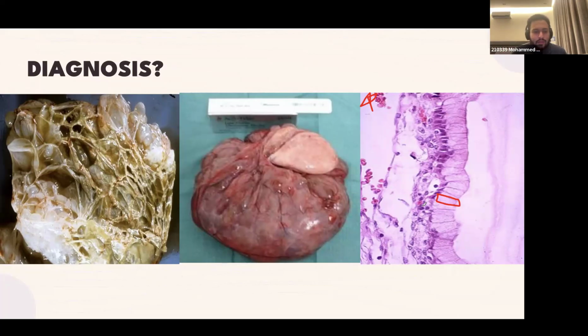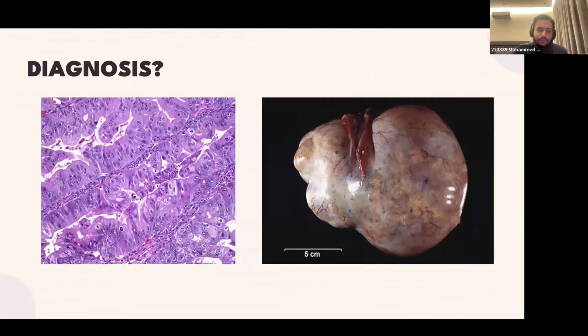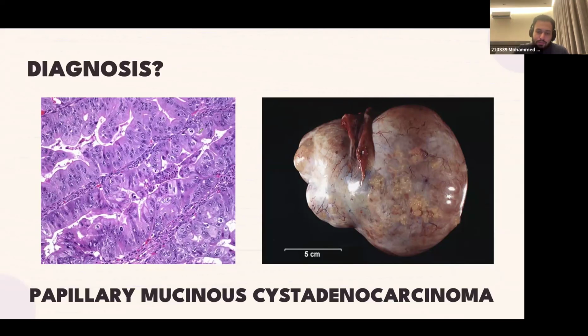How about this? Good, excellent. Mucinous adenocarcinoma. Okay, and its papillary appearance. However, I don't see any psammoma bodies in this picture. And just remember, psammoma bodies are for the serous one. Don't remember them for this. It's just a mucinous variant.